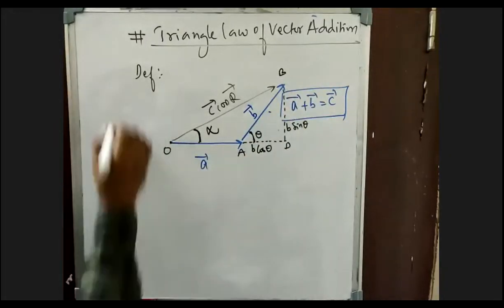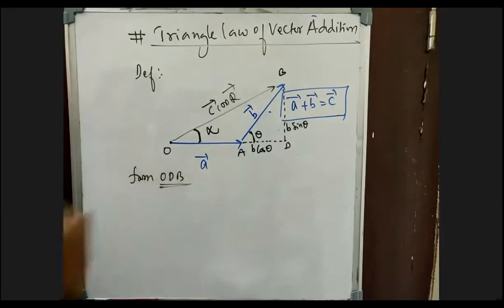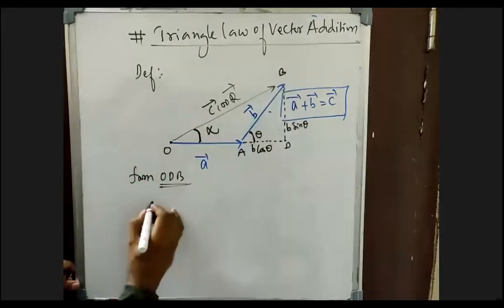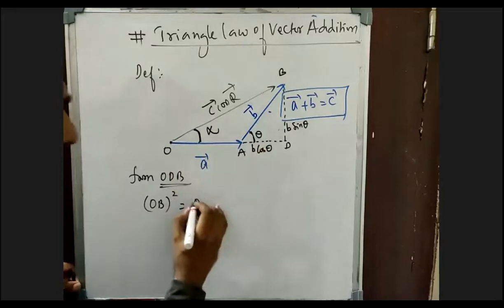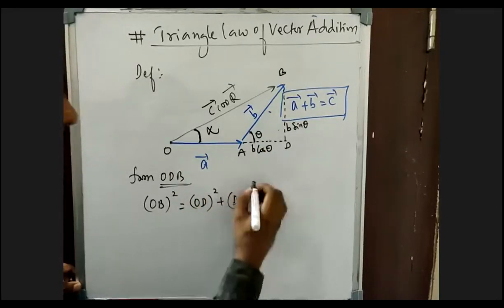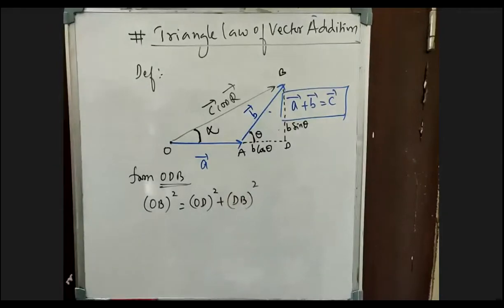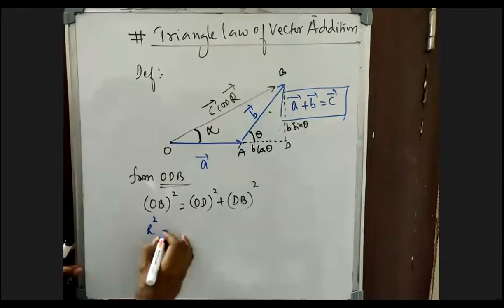So from the right angle triangle ODB, I can write OB square is equal to OD square plus DB square. That's it, a simplified one-step answer. So OB is nothing but R square.